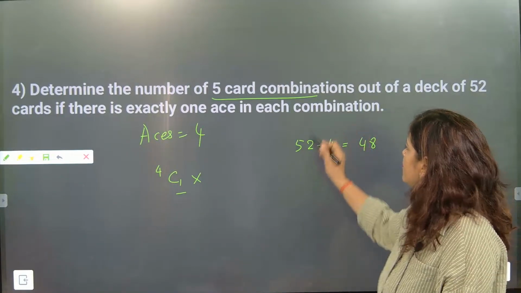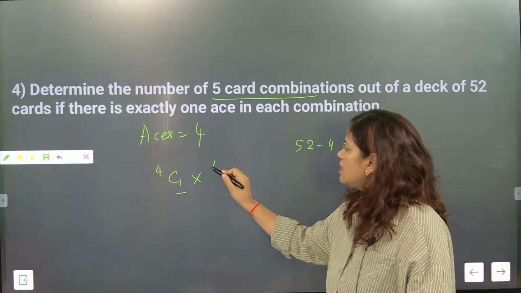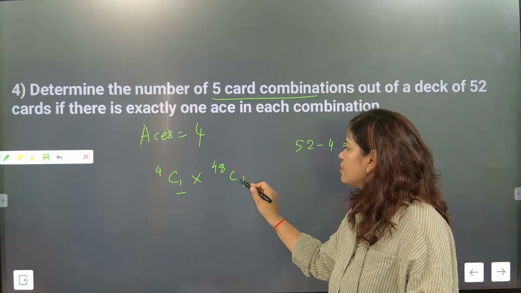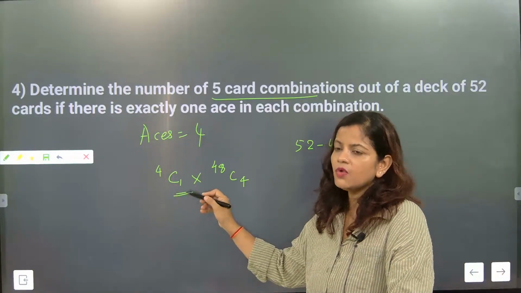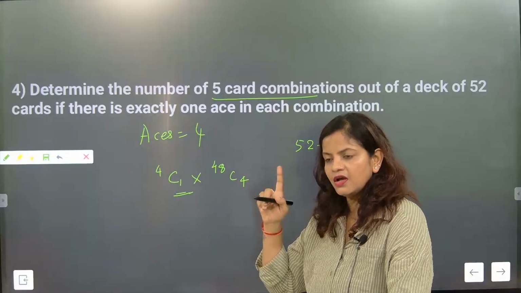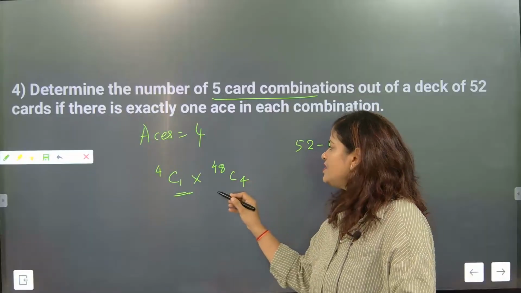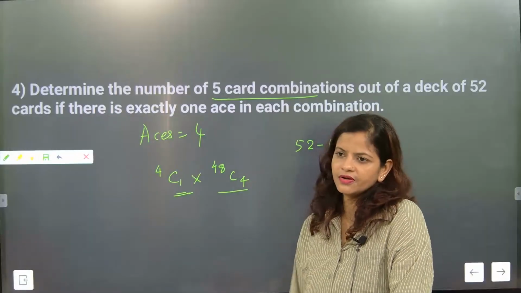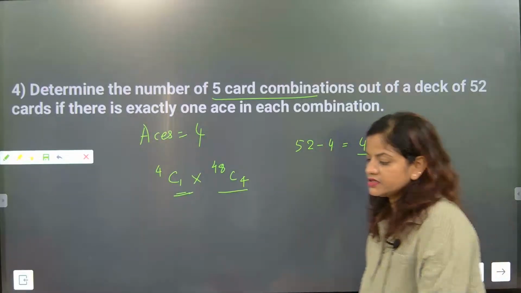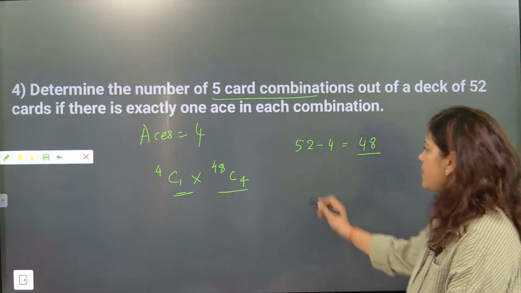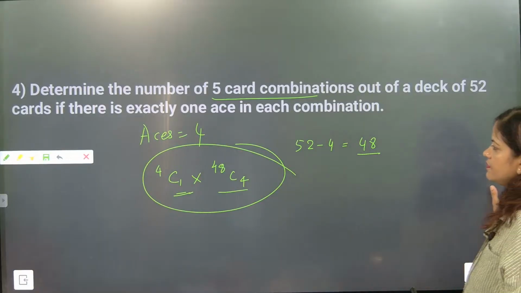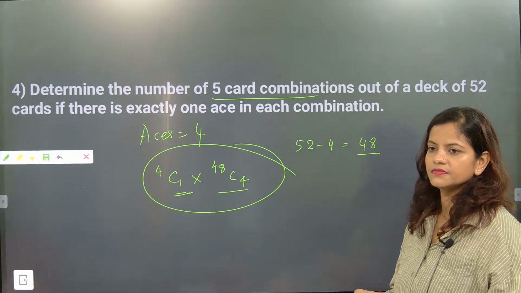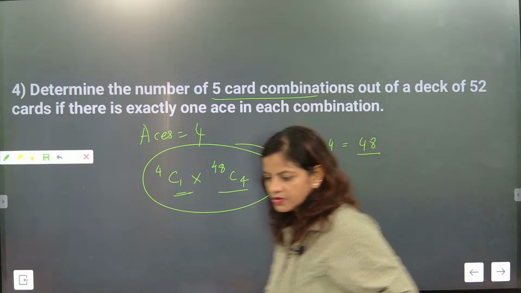So here 48 cards are left. 48 cards will have 4 card combinations. Understood. 4 aces, and out of 4 aces, how many aces do you have to take? One ace. And how many combinations can you do? 4 out of the remaining 48 cards. So this is the answer. After that, your duty is to solve. This time I did not solve.